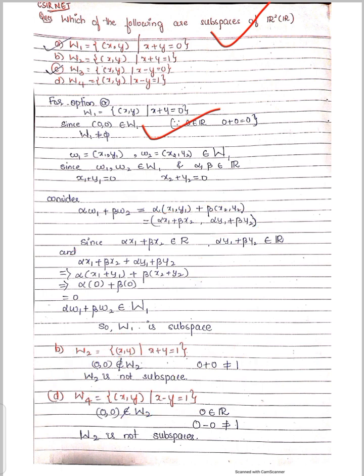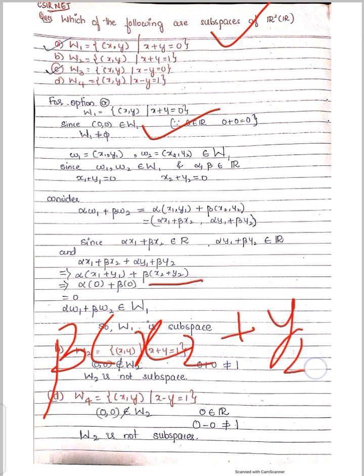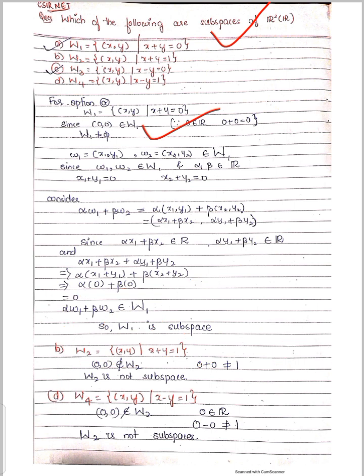Substitute it. Similarly, beta into x2 plus y2 is there. And what is the value of your x2 plus y2? From this equation it is 0. Substitute it. So we got alpha into 0 plus beta into 0. Alpha into 0 is 0, beta into 0 is 0, 0 plus 0 is 0. So here we got that alpha x1 plus beta x2 plus alpha y1 plus beta y2 is equal to 0, and both are real numbers. So it means W1 is a subspace. Why? Because alpha into W1 plus beta into W2 belongs to W1. The first option is correct.